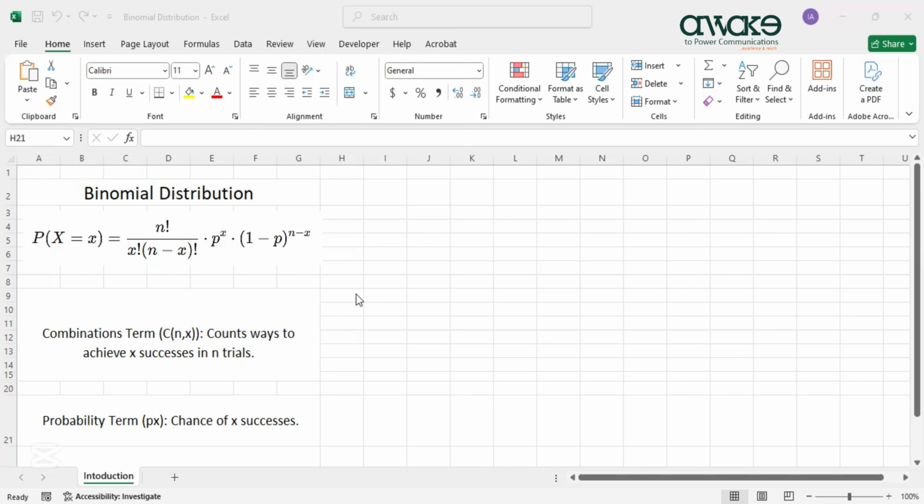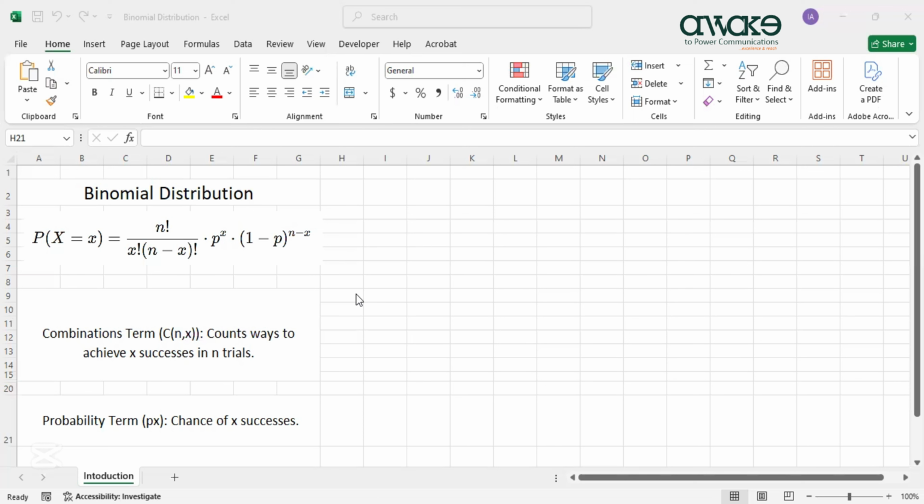Judging from my example, sales will be success, right? Failure will be no sales. So we only have two outcomes, success or failure. The third is a constant probability. That is, the chance of success remains unchanged. The fourth non-negotiable is independence. That is, one trial doesn't influence another.